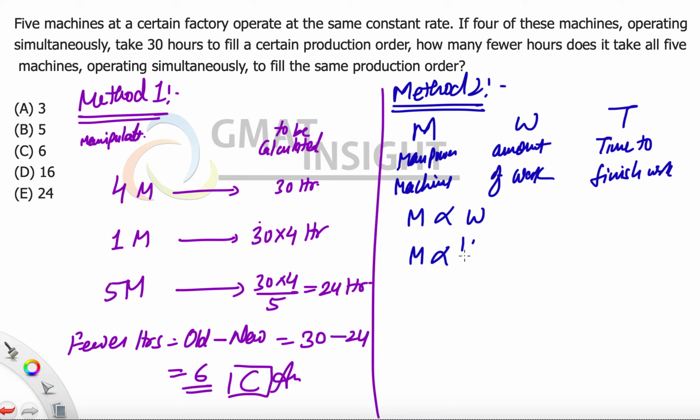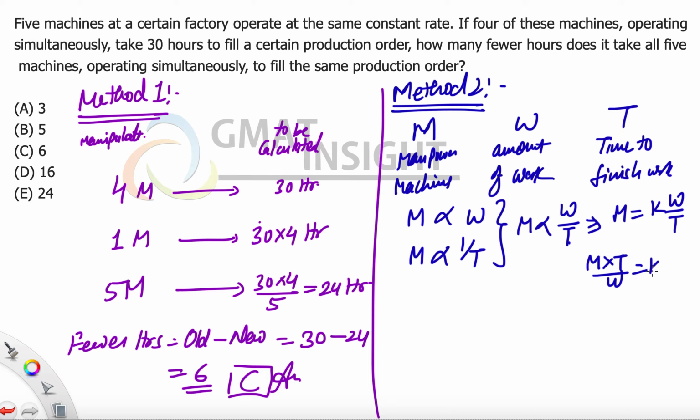Likewise, manpower and time are inversely proportional, because if you reduce the time, then the manpower needed to finish the same work will be greater, or if you have a greater amount of time, then less manpower would do. Now we combine the 2 things and we come across a relationship: M is proportional to W over T, which when we simplify becomes M = K times W over T, where K is the constant of proportionality, and we get M × T / W = constant.